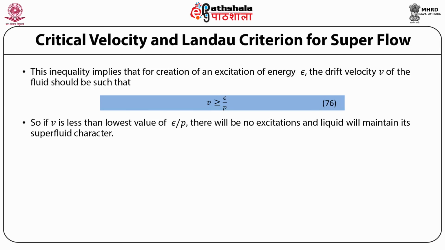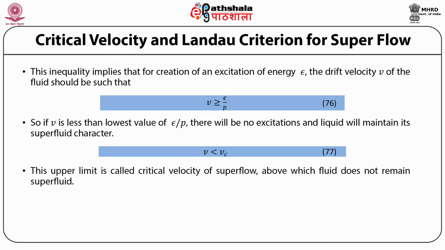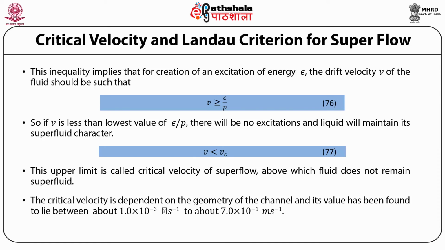So, if v is less than the lowest value of epsilon upon p, there will be no excitation and the liquid will maintain its superfluid character. Thus, the criteria for maintaining superfluidity emerges, that is, v is less than vc. This upper limit is called the critical velocity of superflow, above which the fluid does not remain superfluid. The critical velocity is dependent on the geometry of the channel and its value has been found to lie between about 1.0 into 10 to the power minus 3 meters per second to about 7.0 into 10 to the power minus 1 meters per second.